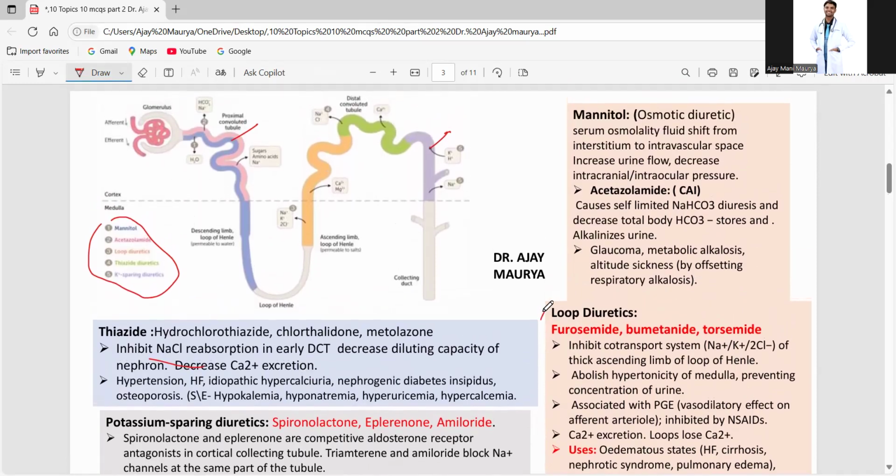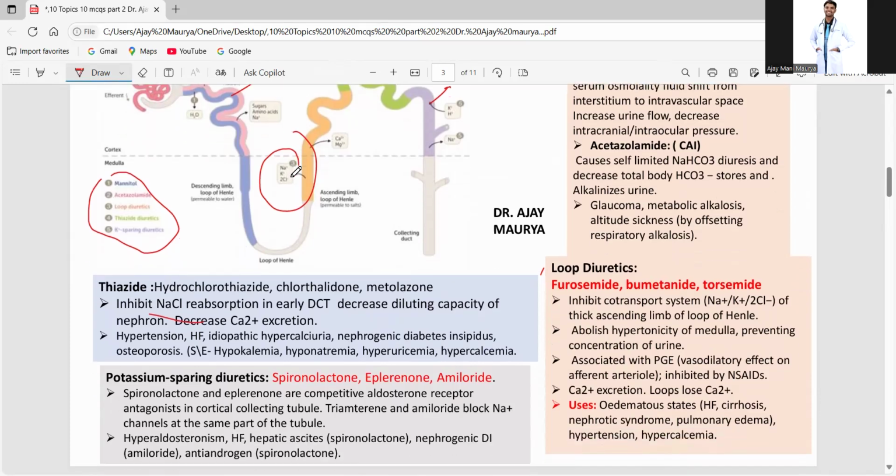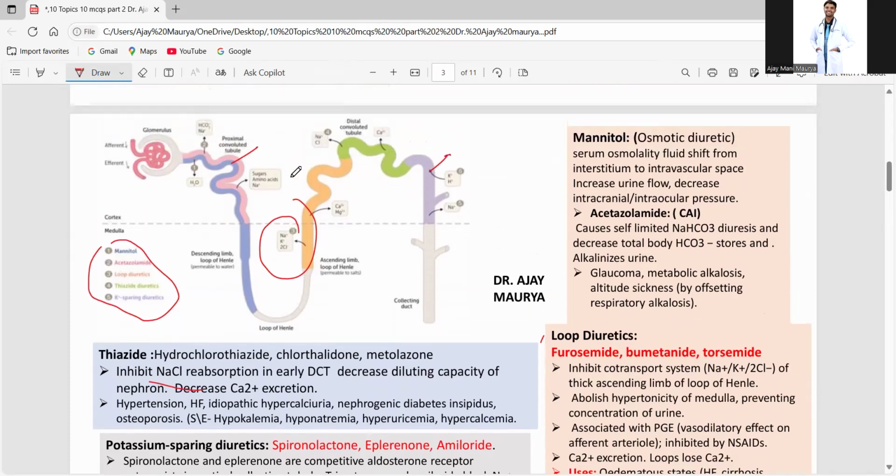Loop diuretics such as furosemide, bumetanide, torsemide inhibit the cotransport system of Na plus, K plus, 2Cl minus in the thick ascending limb of the loop of Henle. Okay, this is the ascending loop of Henle. This is what you have to master. That's it. Please try to take a look once.